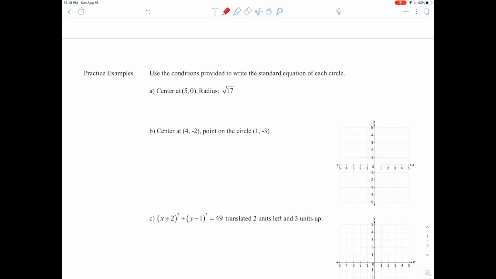Okay, so if we look at problem A, it says I have a center at 5, 0, and I have a radius of the square root of 17. So guess what? I can write the equation in the form x minus h quantity squared plus y minus k quantity squared equals radius squared.